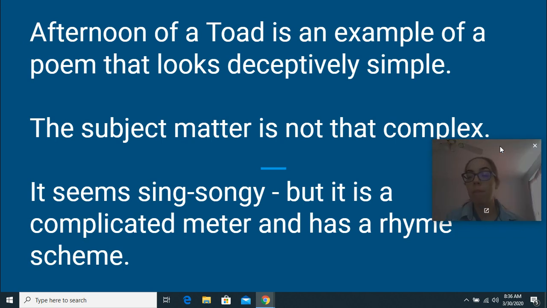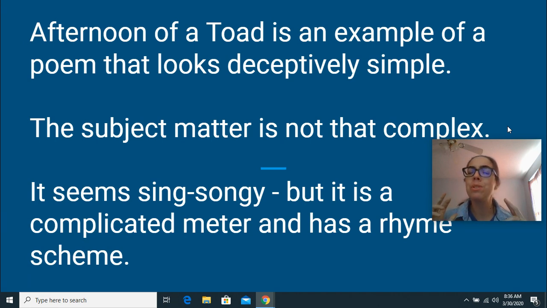So this is an example of a poem that looks deceptively simple. It's about a toad. It's not that complex. It's about an awesome afternoon in the summer. And it seems sing-songy, almost nursery rhyme-ish, right? But it has a complicated meter and it has a rhyme scheme and it's done in a certain form. And that's why I wanted us to look at this poem, not because I think it's important that you read a poem about a toad, but because I think there's a lot to learn from it, okay?